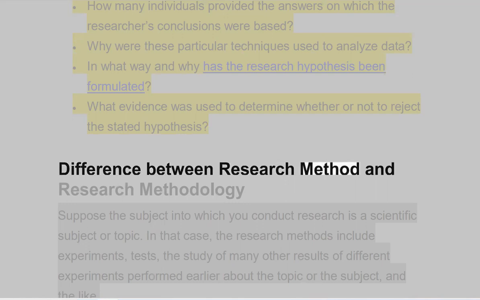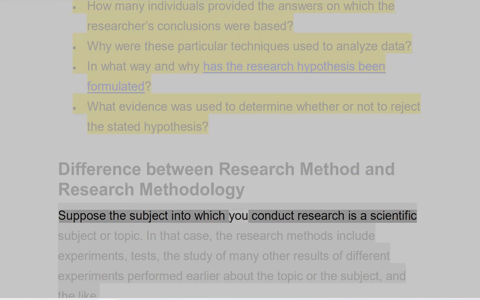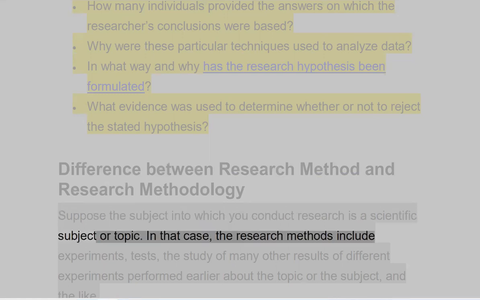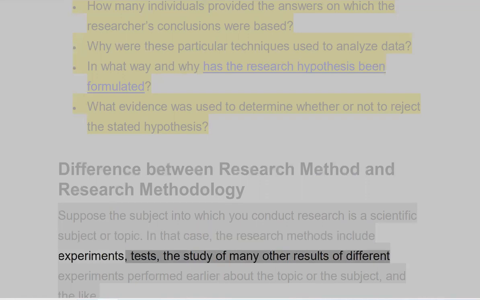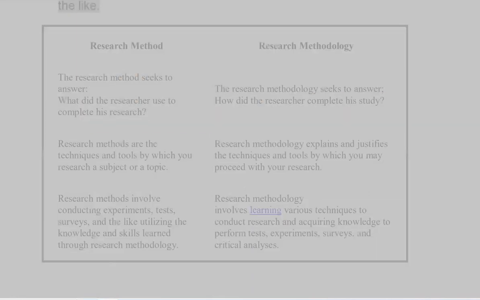Difference between research method and research methodology. Suppose the subject into which you conduct research is a scientific subject or topic. In that case, the research methods include experiments, tests, the study of many other results of different experiments performed earlier about the topic or the subject, and the like. Research method, research methodology. The research method seeks to answer, what did the researcher use to complete his research? The research methodology seeks to answer, how did the researcher complete his study?